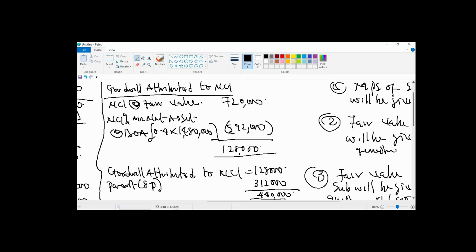Yeah. So please, I have just a clarification. I wanted to confirm something. When you get your consideration and then you add your non-controlling interest, the figure you get, what is this supposed to represent?